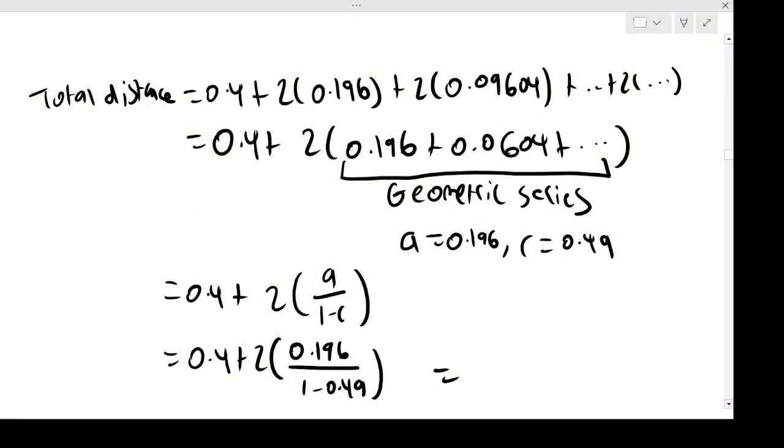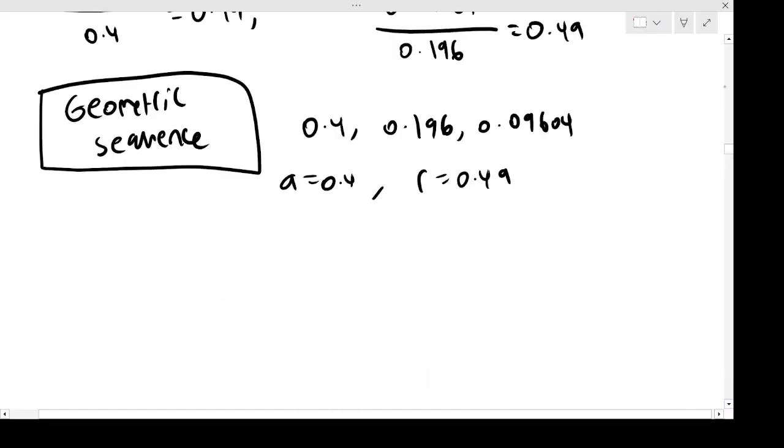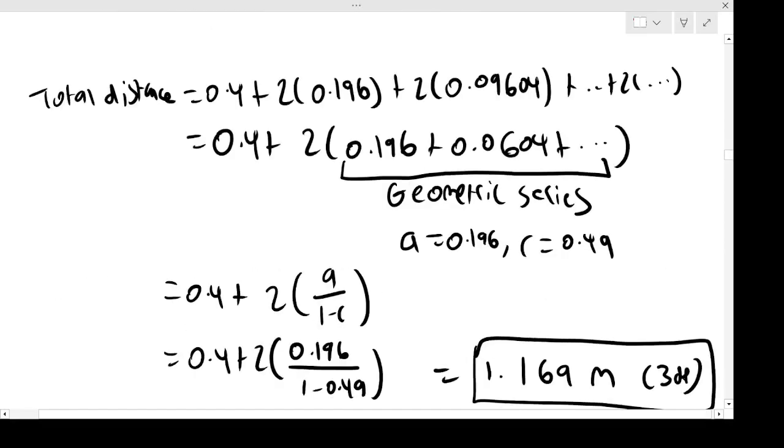And so I get 1.169 to 3 decimal places. So that is my total distance, okay? Hopefully happy with that. So yeah, it's quite interesting. The heights after each rebound form a geometric sequence. So if we want to add up all the heights, we need to do the geometric series, right? So there we are.